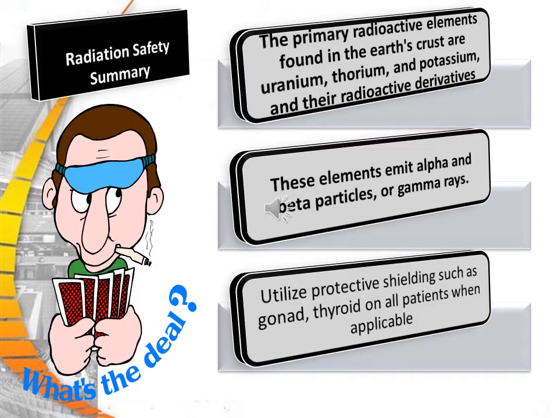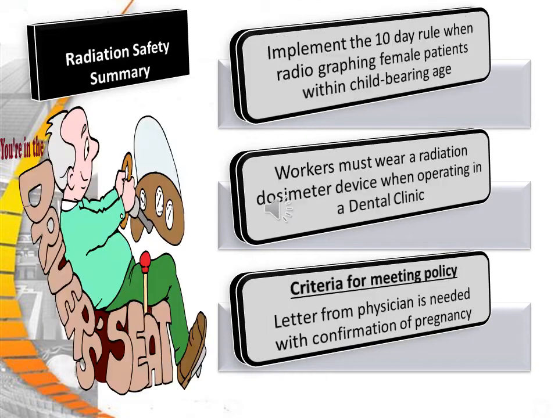The primary radioactive elements found in the Earth's crust are uranium, thorium, potassium, and their radioactive derivatives. These elements emit alpha and beta particles or gamma rays. Utilize protective shielding such as gonad and thyroid shields on all patients when applicable. Implement the 10-day rule when radiographing female patients of childbearing age.